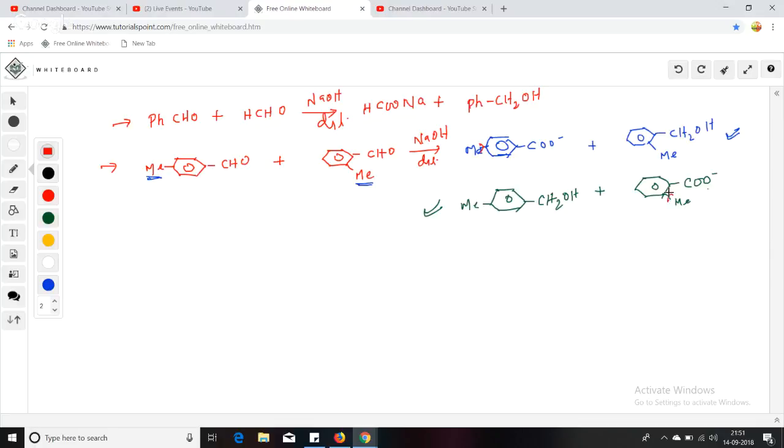Because of the plus I nature, this negative charge is getting destabilized. The electron density on this oxygen is increasing, right? So this product is not stable. So obviously this product will not form, and hence this product will also not form. The correct answer will be this. So that is the basic rule of stability: how the plus I and minus I group or plus or minus R group affects the stability of any compound. On the basis of that, the product will form into this.